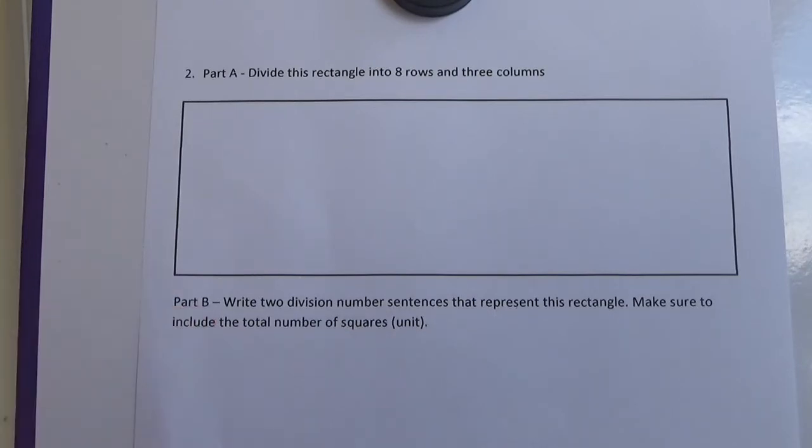And then for part B, write 2 division number sentences that represent this rectangle. Make sure to include the total number of squares. Awesome. So go ahead and solve for part A and part B. You'll definitely need to draw a rectangle on your page to show your work for this. So pause the video now and go ahead.